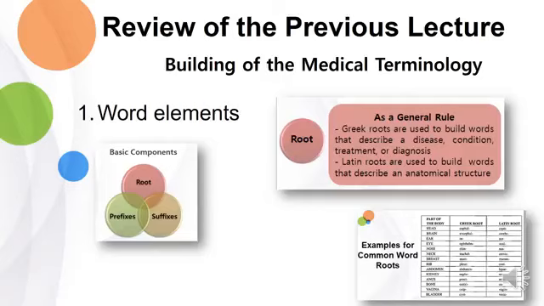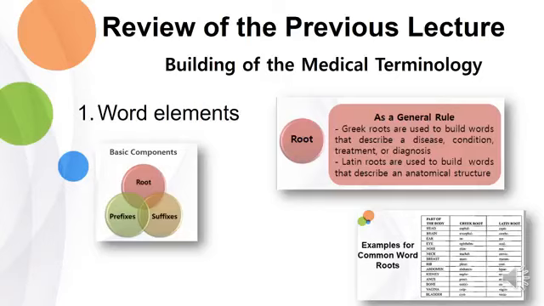We covered in the previous lecture one of the main items, which is called word elements. And we have learned that there exist three basic word elements: the root, prefixes, and suffixes.